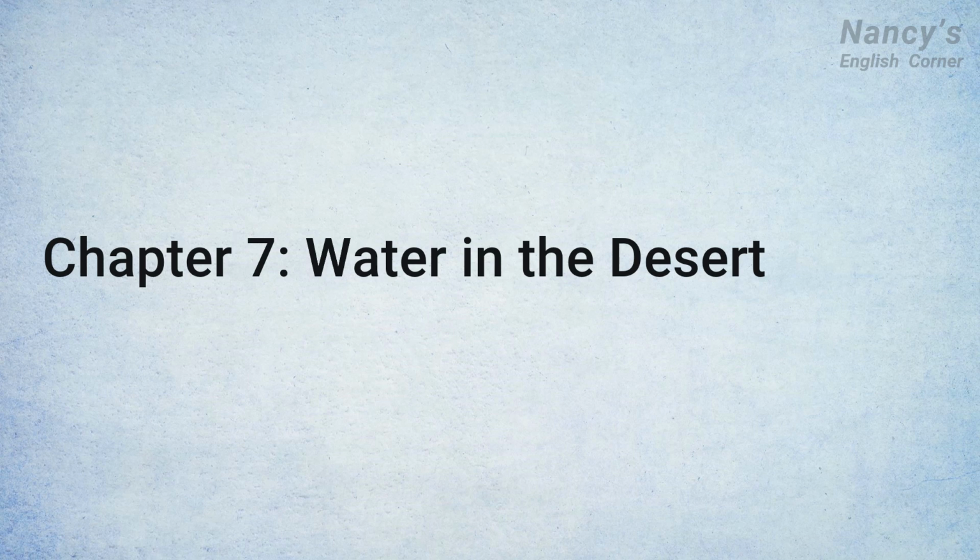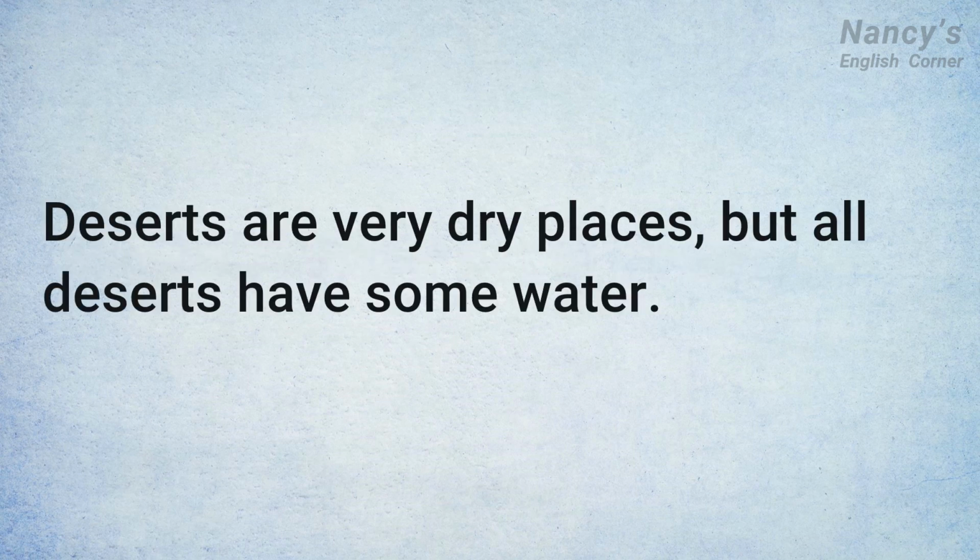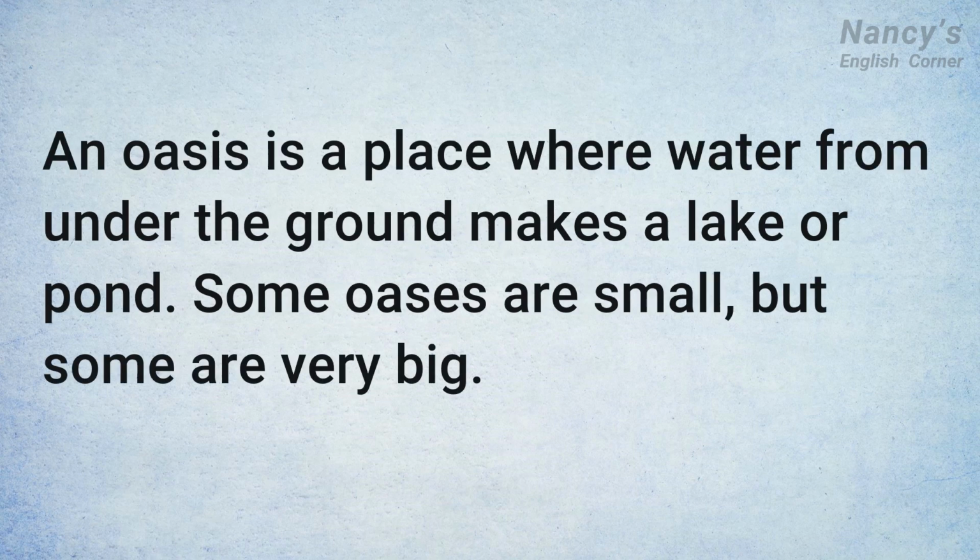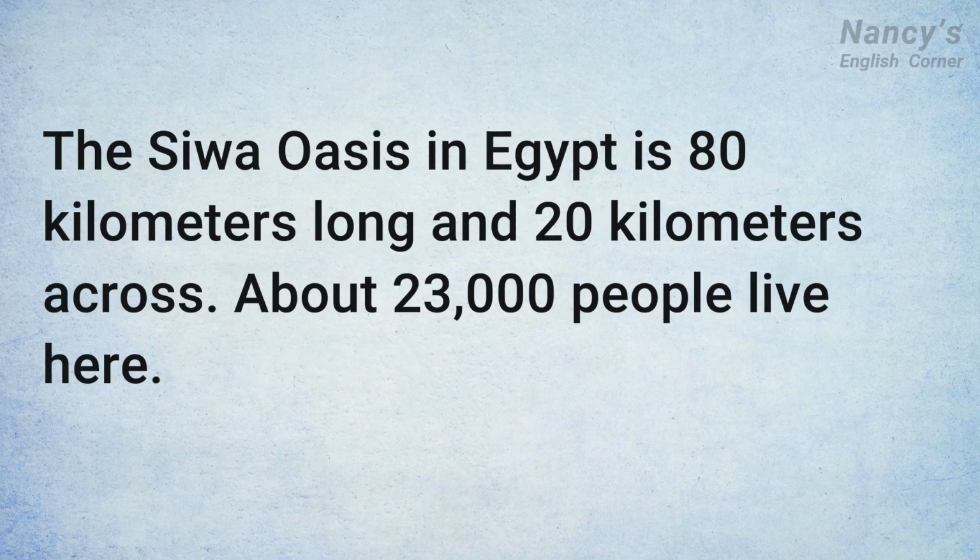Chapter 7. Water in the Desert. Deserts are very dry places, but all deserts have some water. An oasis is a place where water from under the ground makes a lake or pond. Some oases are small, but some are very big. The Siwa oasis in Egypt is 80 kilometers long and 20 kilometers across. About 23,000 people live here.